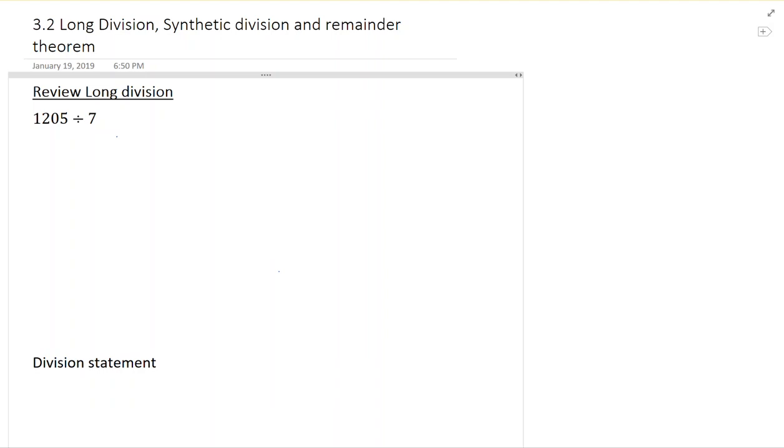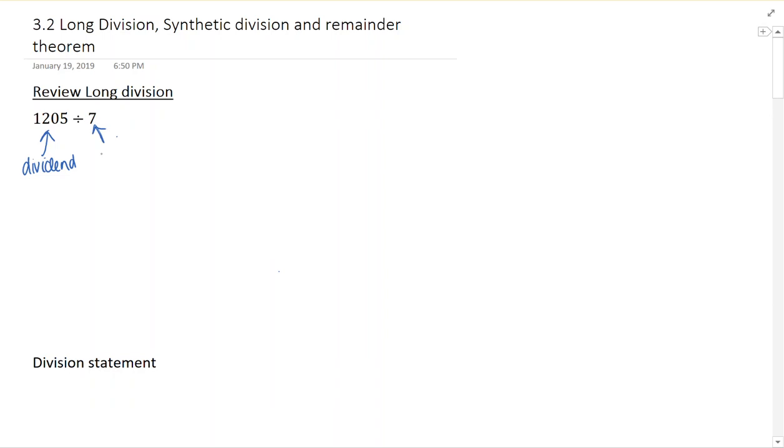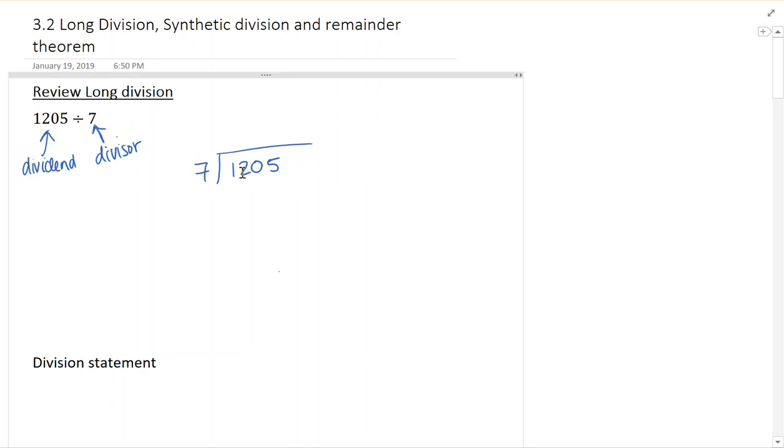Just to refresh some of the terminology, the number being divided is the dividend, and the number you're dividing it by is called the divisor. So the dividend goes under here. You put it in there, and the divisor goes on the outside. So now you just need to see, how many times can 7 go into 1 first, which is 0. So then you move on to the next number. How many times can 7 go into 12?